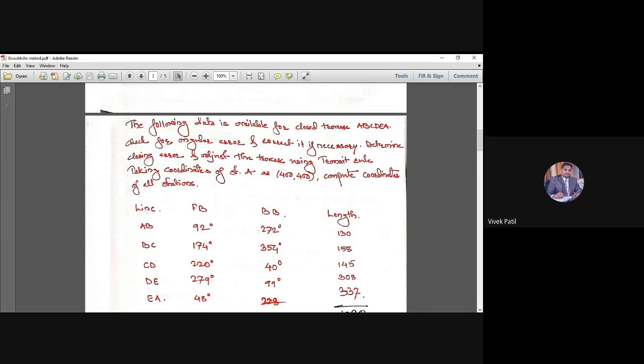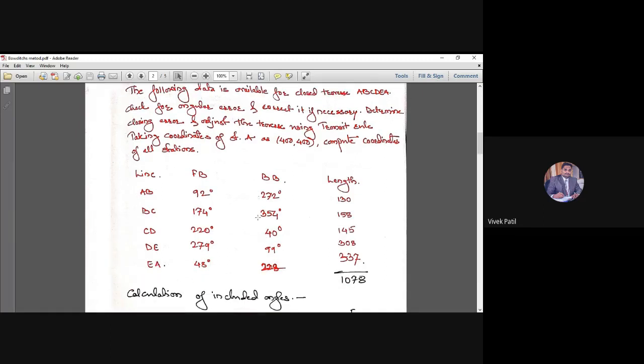Then the lines AB, BC, CD, DE, EA are given. For that the fore bearings are given. Back bearing I have calculated, by the difference of 180 between fore bearing and back bearing, and the lengths are given as in the previous numerical we have seen. The same numerical we have taken, and accordingly we have done it.